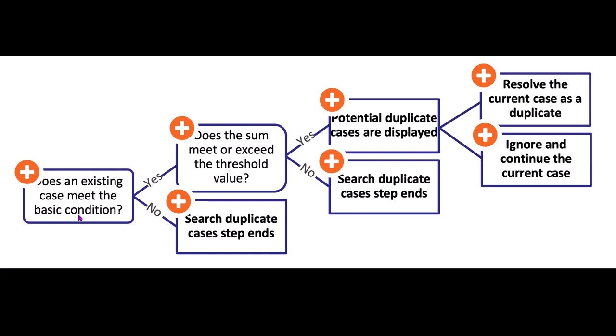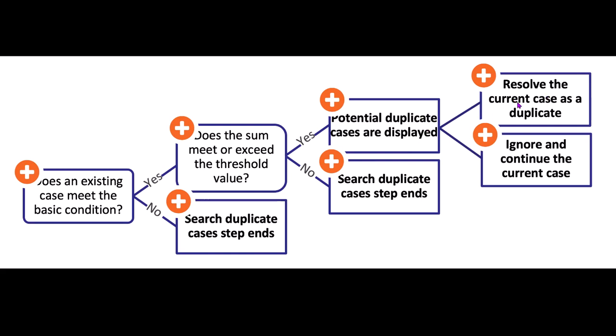So does an existing case meet the basic condition? If no, the duplicate case step ends, and you have to create the new case because it's completely new. There is no matching condition. But if yes, it means the basic condition is met, then you have to calculate the weighted conditions, and you should see whether the threshold is exceeded or not. If the threshold is not exceeded, then you can end the duplicate step, and the new current case continues forward in the further steps. If the threshold is exceeded, it means that there is a high possibility that it is a potential duplicate. It is not guaranteed, but probability is more.